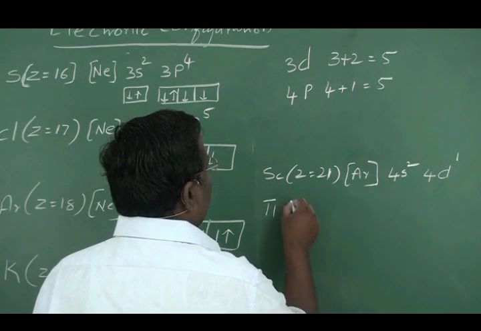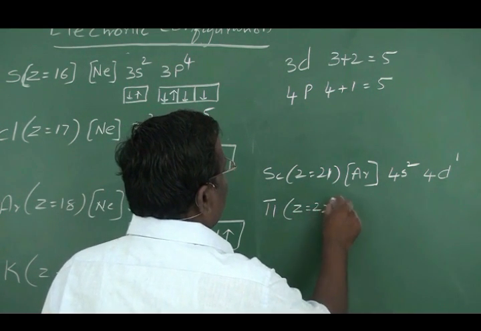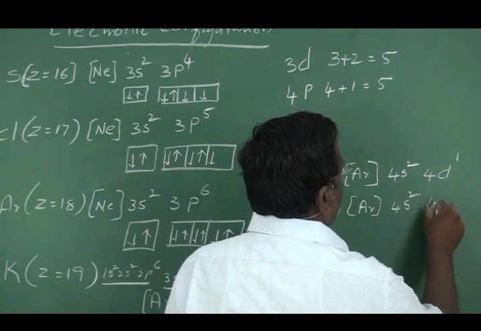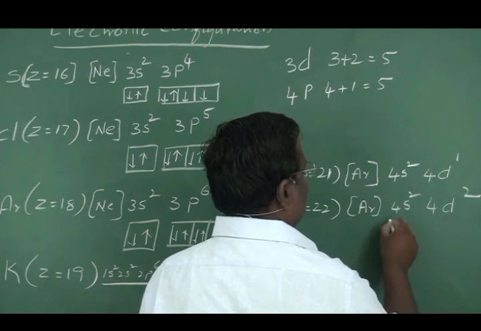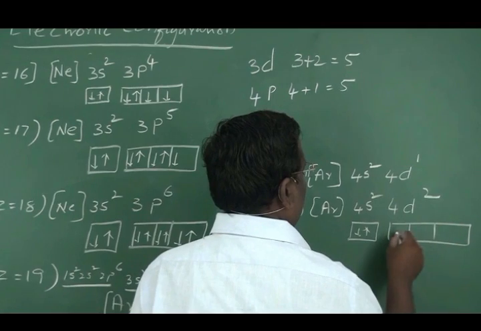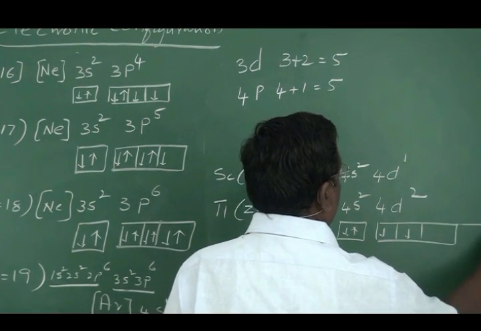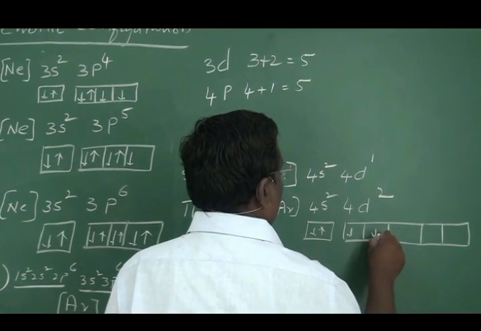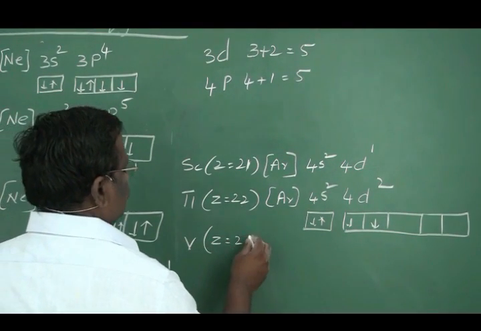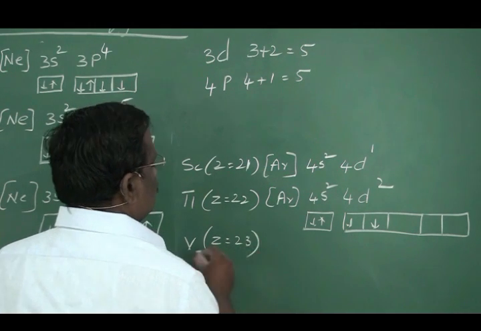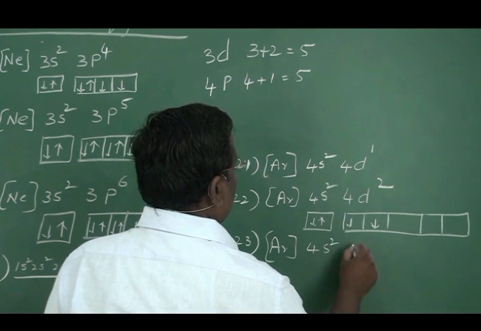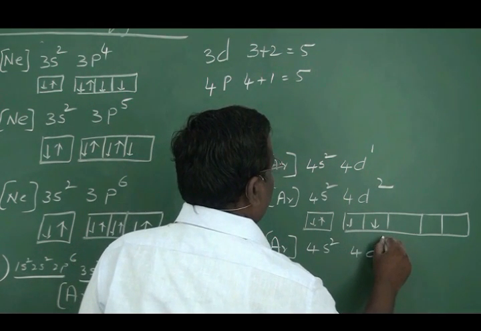Titanium, Z is equal to 22. Argon, 4s2, 3d2. Vanadium, 23. Argon, 4s2, 3d3.